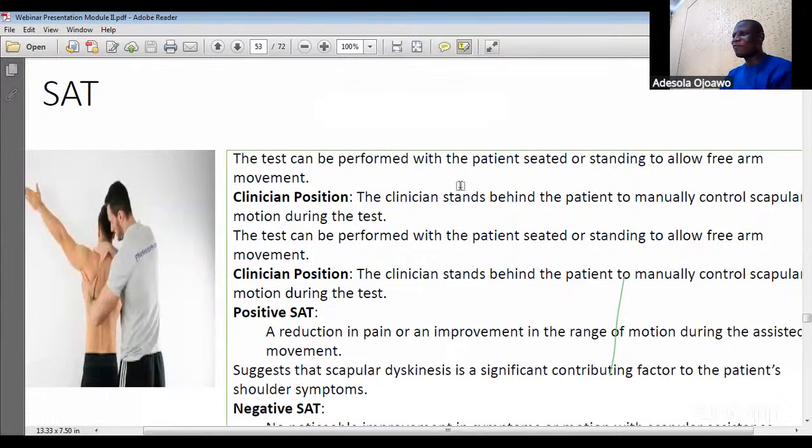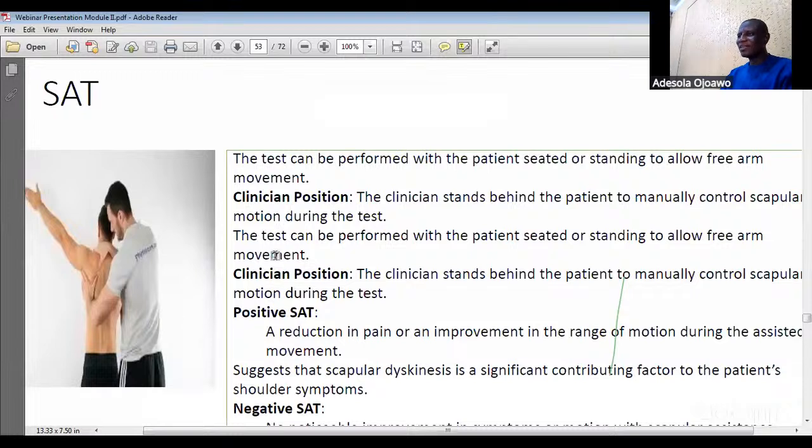We have been talking about pain all the while. Now this maneuver will reduce the pain. The test can be performed when the patient is seated or standing to allow free arm movement. What's your own position? Clinician position: the clinician stands behind the patient. You stand behind the patient to manually control scapular motion. You try to hold the scapula, you prevent it from moving.